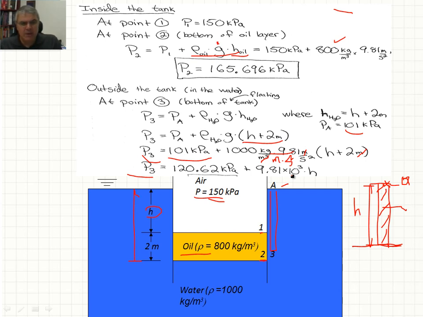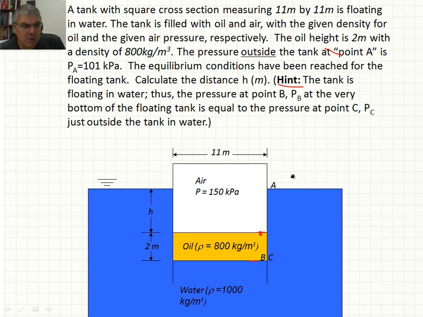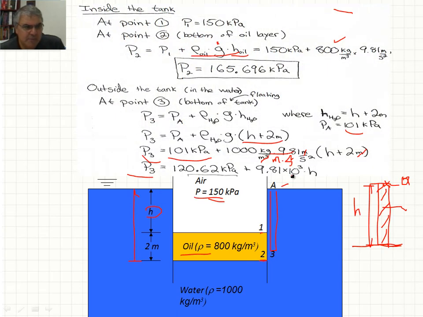And from this point on, in order to calculate what we need to calculate, which was the distance h, we need to find P sub 3, which we did, and we express it in terms of h. Now we need to find another condition, so we can find what h is. I don't want to give the answer out to you. I want you to try this, but the trick is P2 and P3 in equilibrium.